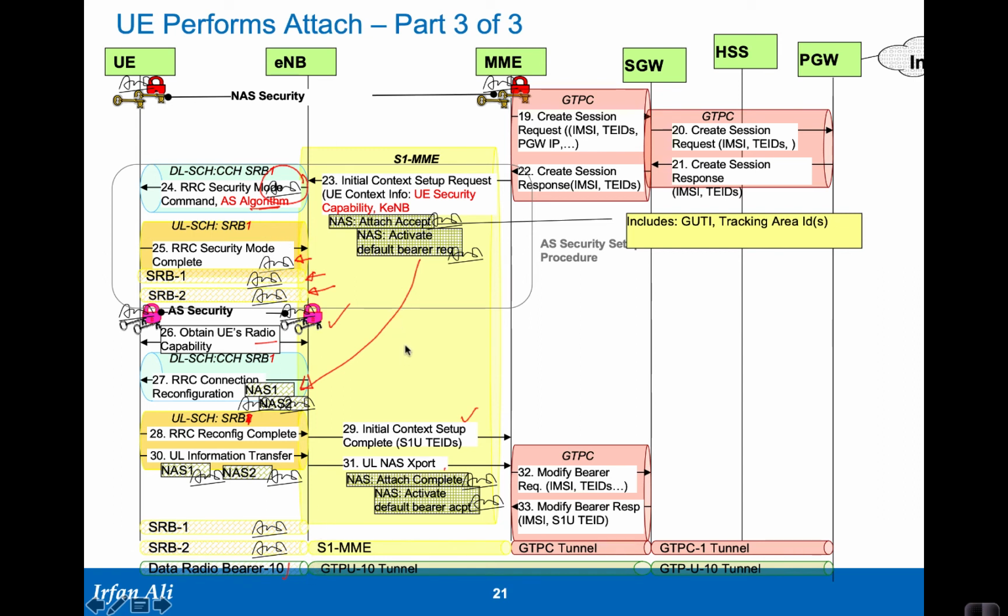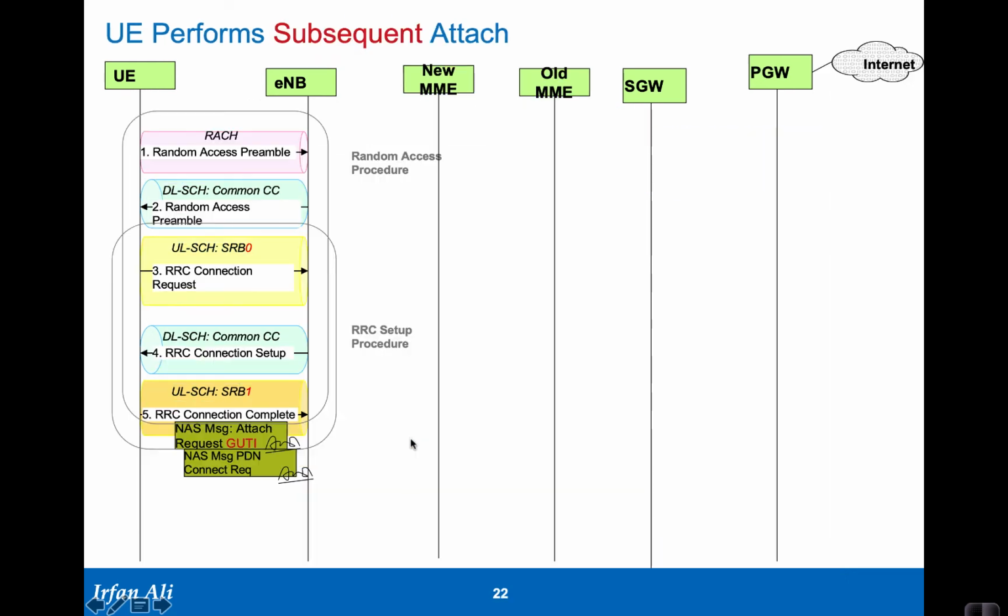Just to keep in mind, one last thing about identity protection is that if the UE does a subsequent attach to the network, it doesn't include its IMSI, but it includes the GUTI that has been provided by the network.